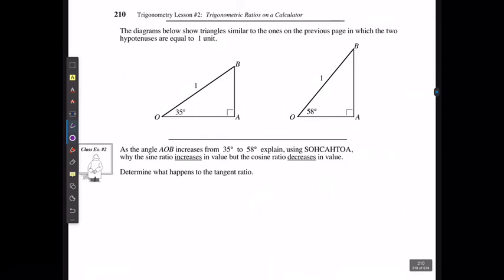The diagrams below show triangles similar to the ones on the previous page in which the two hypotenuses are equal to exactly 1. As the angle of AOB, or the angle at O, increases from 35 to 58, explain using SOHCAHTOA why the sine ratio increases, but the cosine ratio is going to decrease in value, and determine what happens to the tan ratio.